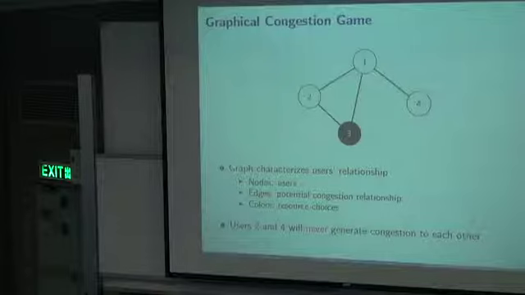Because when I use white, I don't need to do anything on the node, right? When I draw the graph. So here, there are two colors. You can choose either white or black. Okay? Now, what are the applications of graphical congestion?